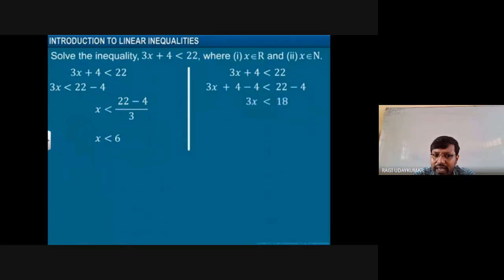Left hand side कैसे किया है? वो transfer कर दिया. Right hand side subtracting. Next to divide by the 3. Both are same. You are going to get the same answer both ways. Not different answers.